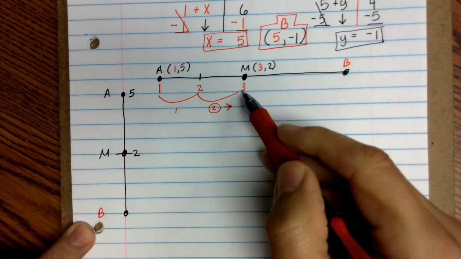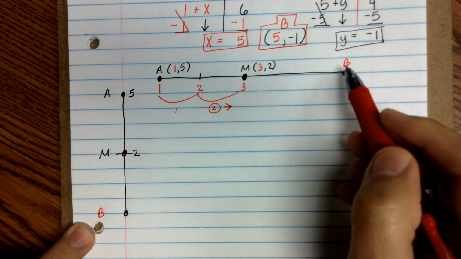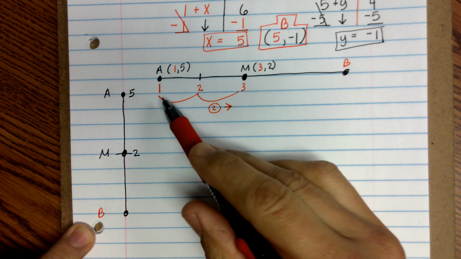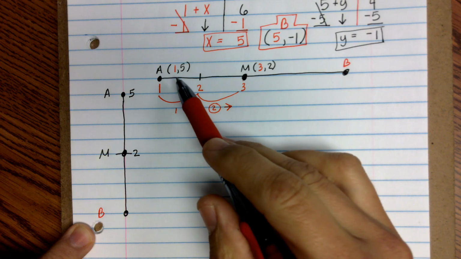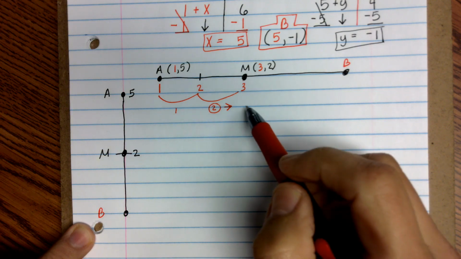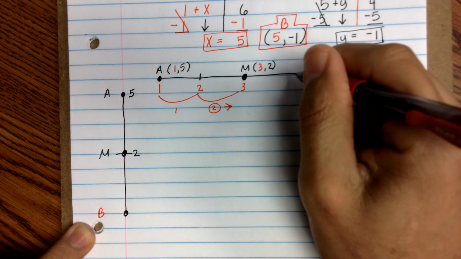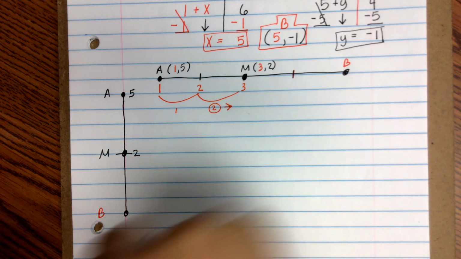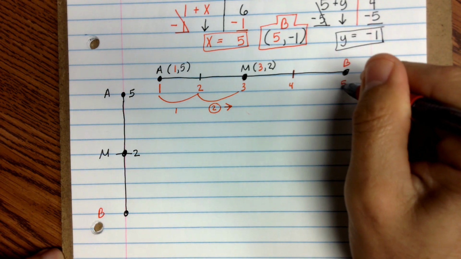Now, if this is a midpoint, it means that it's the middle. So that means that to get to the endpoint, we also have to move the same number of spaces. So to go from A to M, we moved over 2 points. In other words, to go from 1 to 3, we moved to the right 2 times. So if I wanted to figure out what this endpoint is, I could just move 2 times again. So let me go ahead and number this. Let's add some numbers here. We got 4 and we have 5.